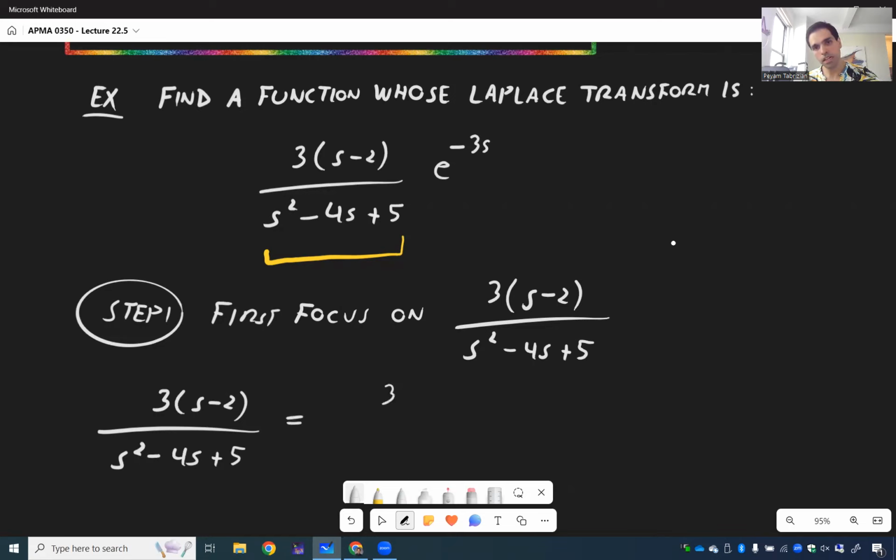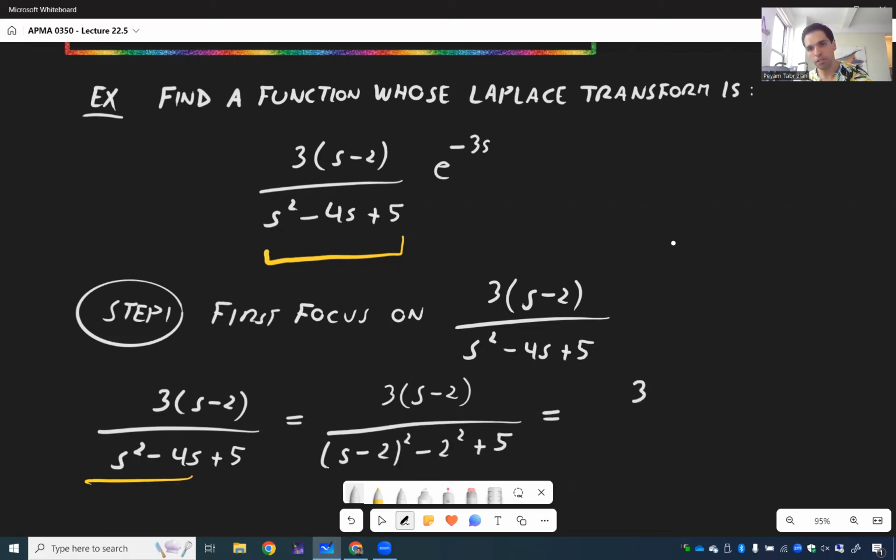So that's 3 times s minus 2. And then remember how to complete the square. So you do s minus 2 squared. So half of minus 4. And then you remove this squared. So minus 2 squared plus 5. And that becomes 3 times s minus 2 over s minus 2 squared plus 1.